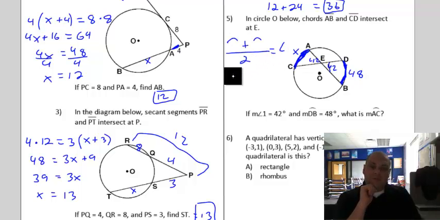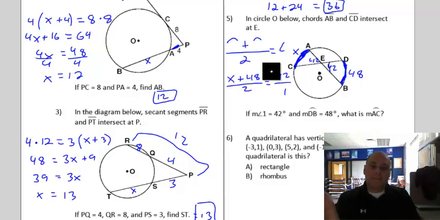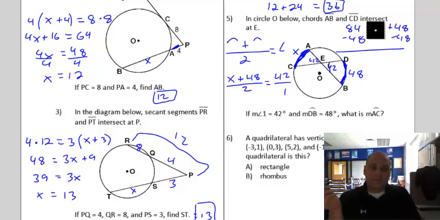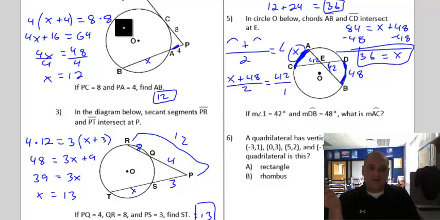I only know one of them, so I'm going to say x plus 48 over 2 equals 42, because I know that angle. Put that over 1, and now you can cross multiply. So I have 42 cross multiply 2 gives 84. 84 equals x plus 48 times 1, which is just x plus 48, and then subtract 48. So you get 36 equals x. So that is the missing arc. So 36 degrees is our x.